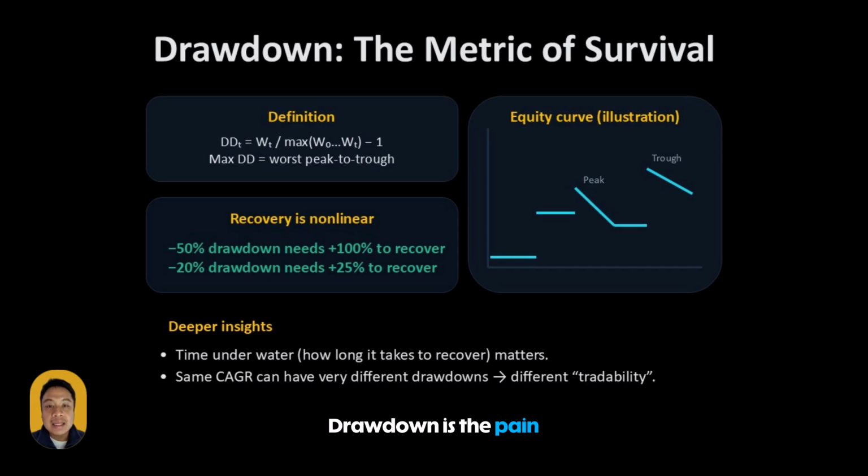Drawdown is the pain metric. Return tells you how much you gained. Drawdown tells you whether you would have quit. Definition: drawdown at time t equals current wealth relative to the previous peak. Max drawdown is the worst of those.